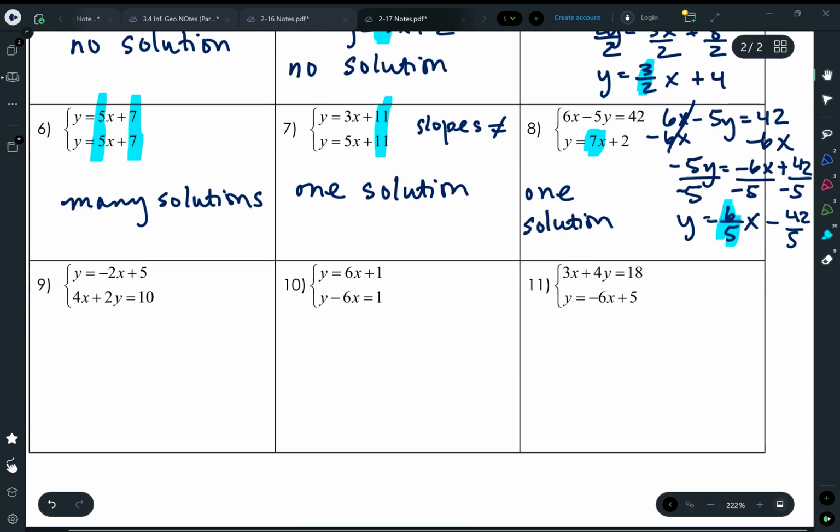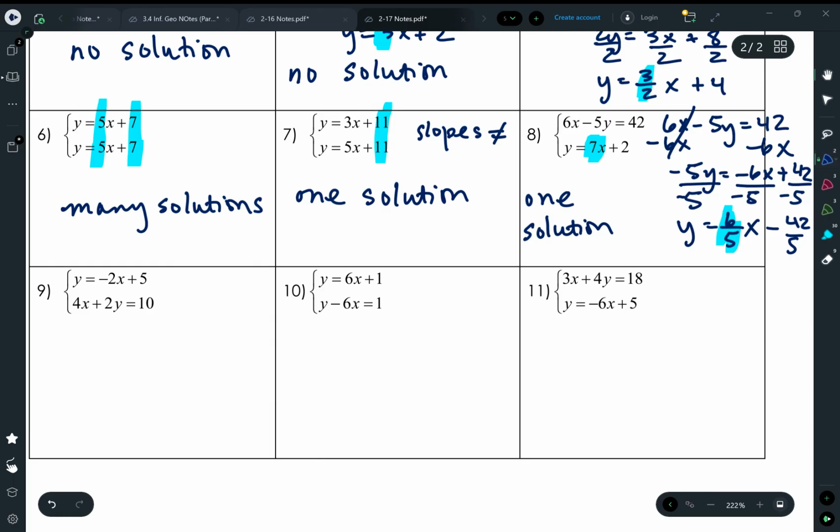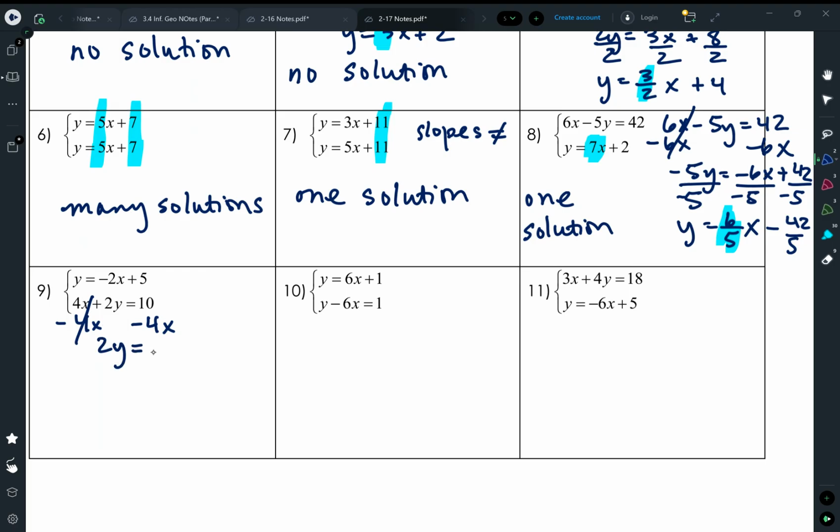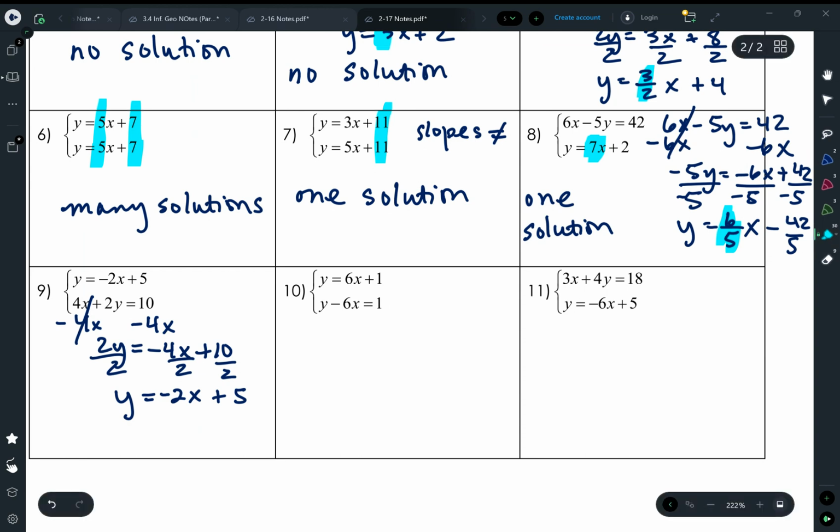For our last row, let's see. I need to do some rearranging again on number 9. So 2y is equal to -4x plus 10. Divide through by 2. And I can tell this looks familiar. -4 divided by 2 is -2x. 10 divided by 2 is 5. So it turns out my equations have the same slope and the same y-intercept. Since everything is the same, it's really the same line, so I have many solutions.